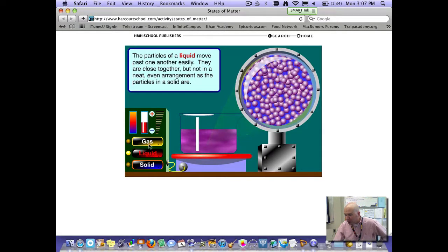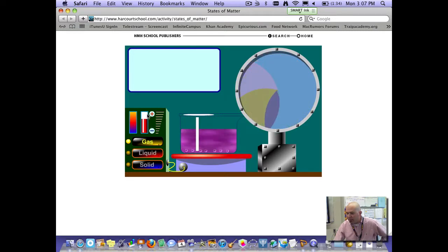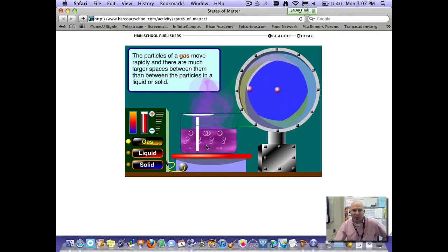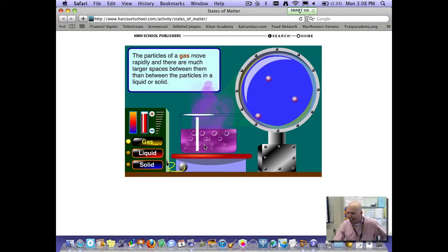If I increase my temperature more on this little animation, I'm now going to form this substance into a vapor, or in other words, a gas. Notice now the particles are moving so rapidly that they've been able to break from intermolecular forces. We're going to talk about intermolecular forces. Those are forces between neighboring molecules, but they've been able to break free from that and get away from each other. So you can see there's a large space between the molecules in a gas. And again, this would be any type of gas.